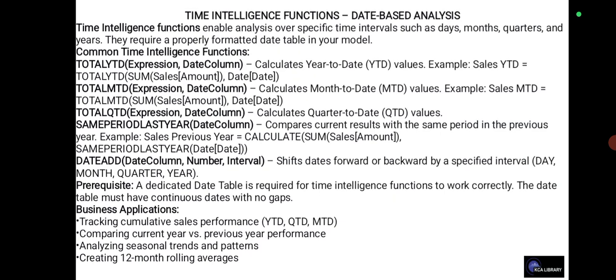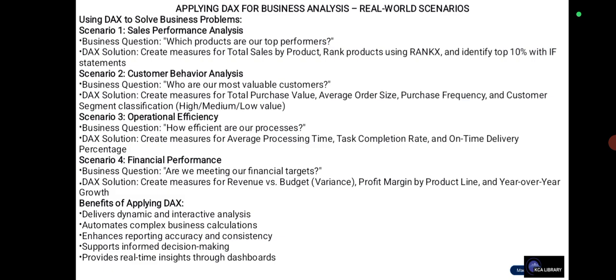Now, time intelligence functions. These functions enable analysis over specific time intervals. If you want to make analysis over days, months, quarters, and years, you use what we call time intelligence functions. They require a properly formatted date table in your model. You can use it to track cumulative sales performance. You can also use it to compare current year versus previous year performance.